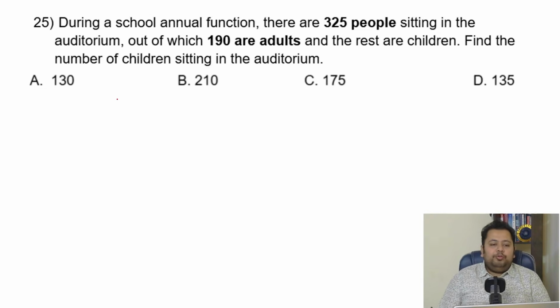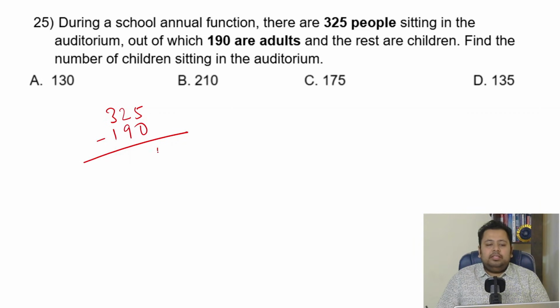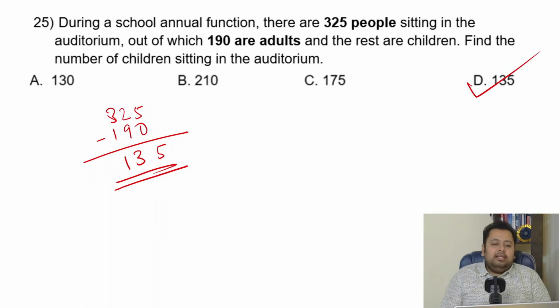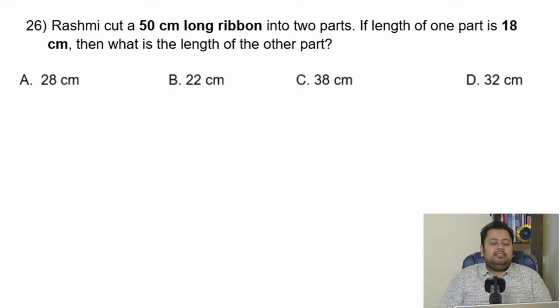Great. I hope you got this one correct. It is nothing but 325 minus 190. You have to do this operation, right? So if you do this one, this is 5. This will become 3. This is 135. Option number D is your correct answer. Hope you got this one correct. If you did, give yourself a star. And now we move to question number 26.